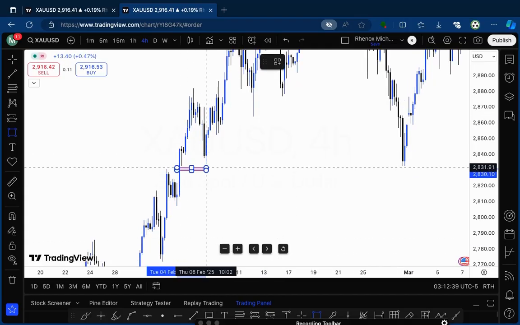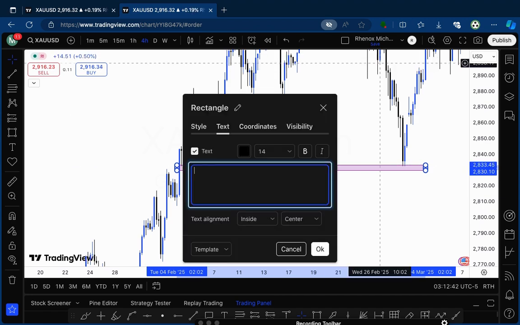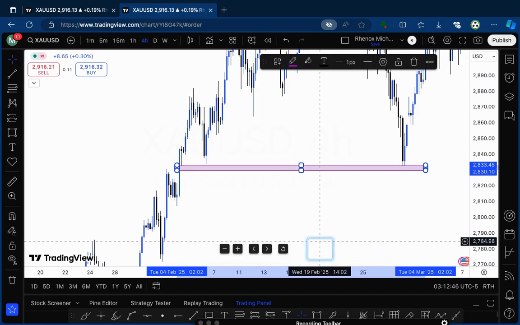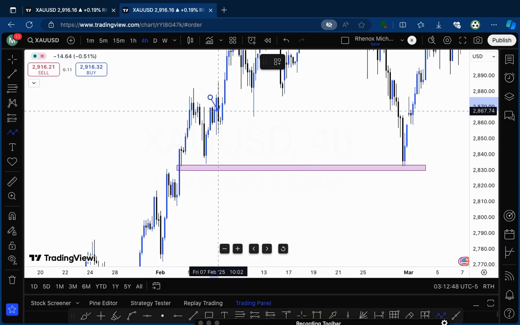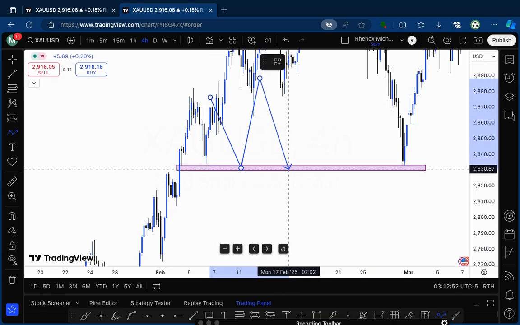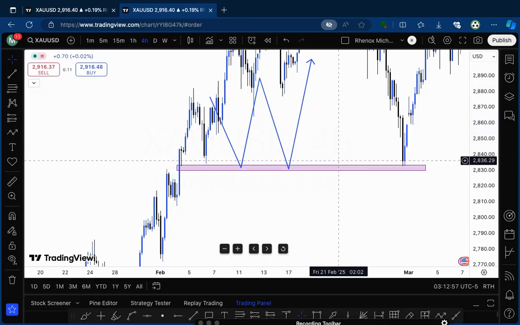Let's do an example here. Just like, let's pretend that this is a floor. Now price keeps coming to that floor and then bouncing from that floor, moving upwards, bouncing to the same floor, moving upwards. That is what support is for us.